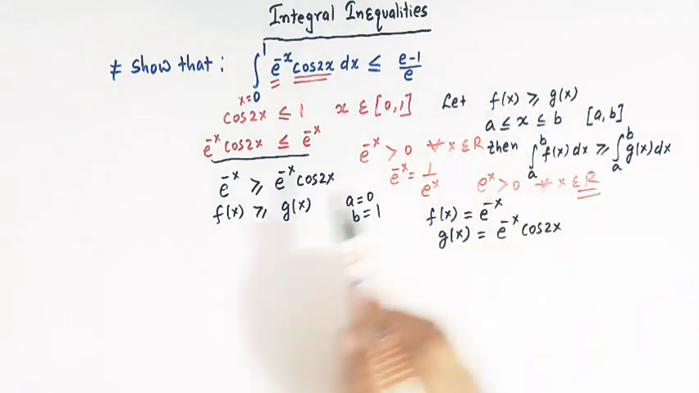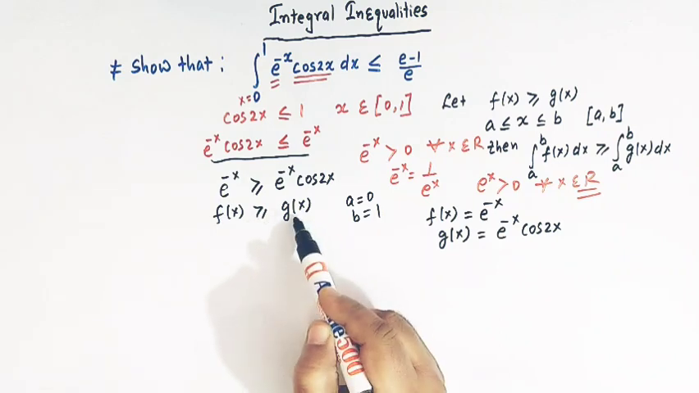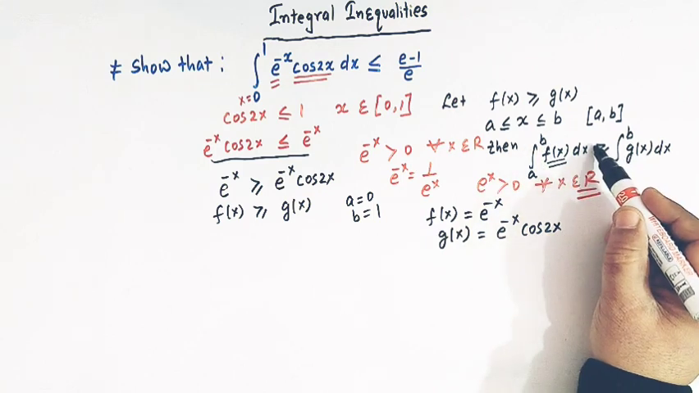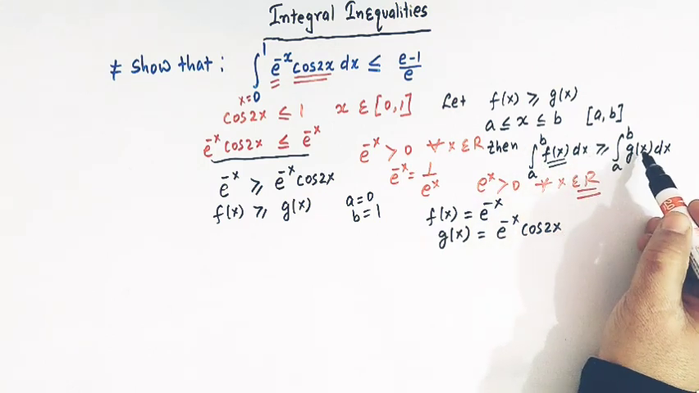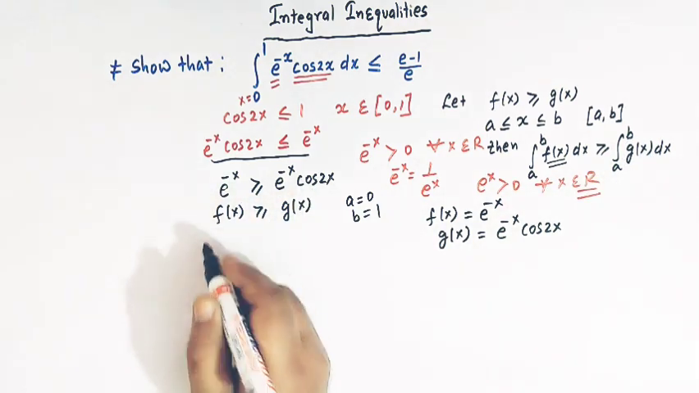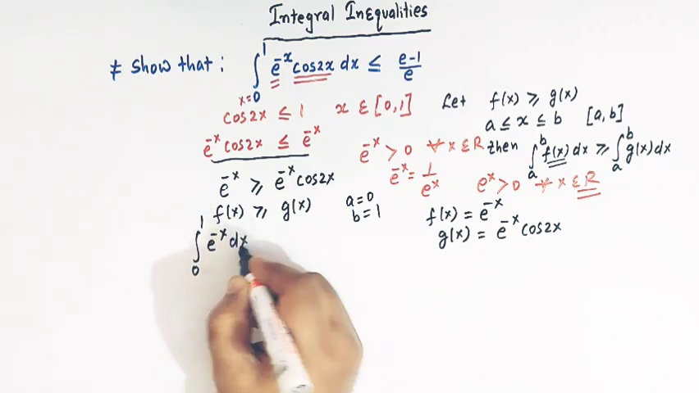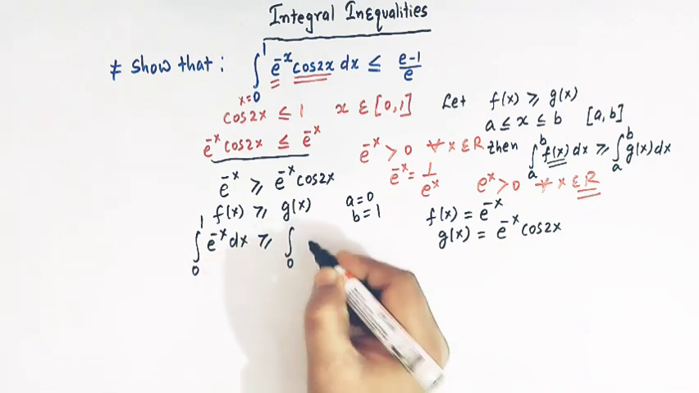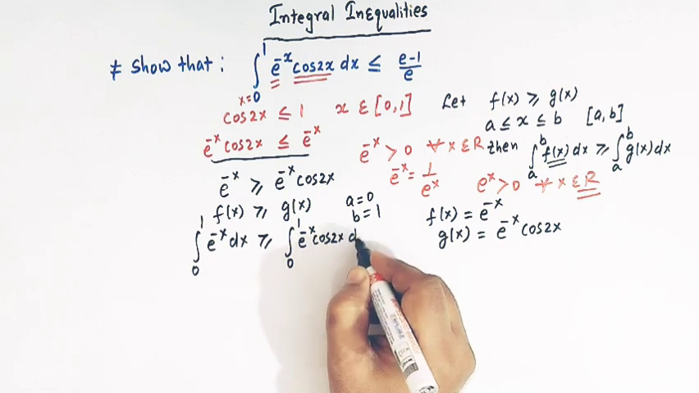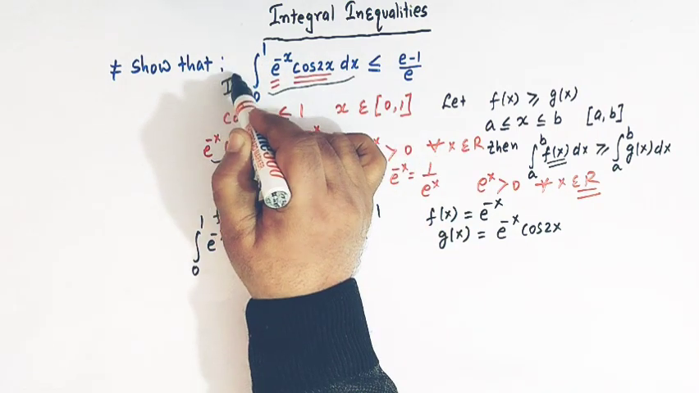So now once we have established that f of x is greater than or equal to g of x, then the integral of f of x from a to b should also be greater than or equal to the integral of g of x from a to b. So integrating both sides, we get the integral 0 to 1 e raised to minus x dx greater than or equal to the integral 0 to 1 e raised to minus x cos of 2x dx. Now let us take this integral as I.